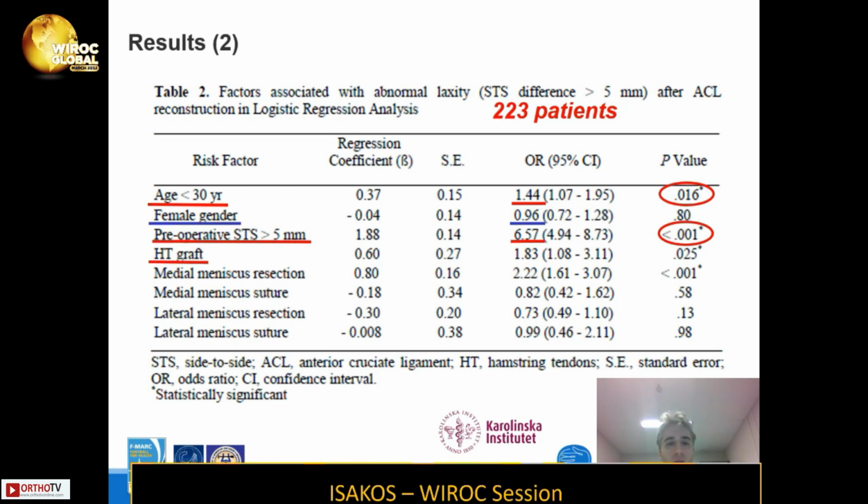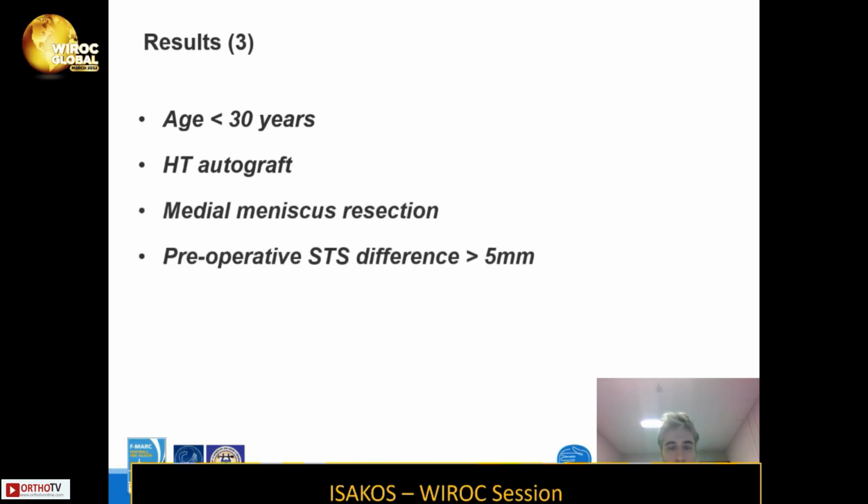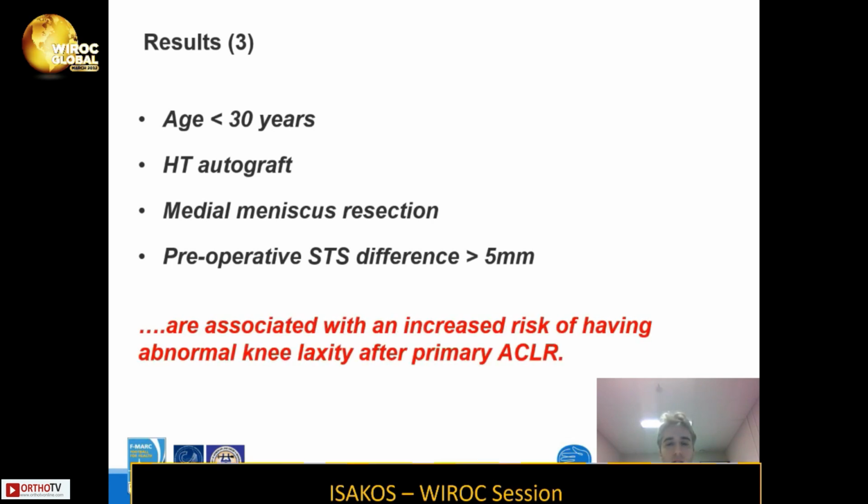Hamstring tendon autograft over a bone patellar tendon bone autograft was also a risk factor, as well as medial meniscus resection. Medial meniscus suture, lateral meniscus resection, and lateral meniscus suture did not affect the risk of having abnormal knee laxity. So age less than 30 years, hamstring tendon autograft, medial meniscus resection, and preoperative side-to-side difference of more than 5 millimeters are associated with an increased risk of having abnormal knee laxity after primary ACL reconstruction.